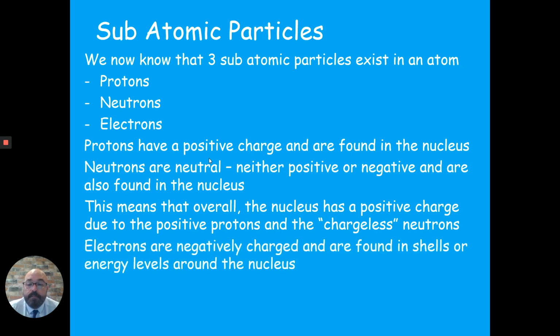The electrons, they're negatively charged and they're found in electron shells or energy levels, and the energy level closest to the nucleus has the least energy, and as you move further away from the nucleus, the energy level of that energy shell increases and gets higher and higher. But those electrons are found in shells.